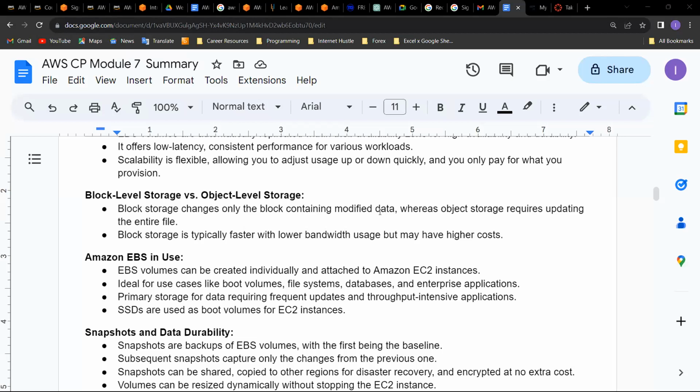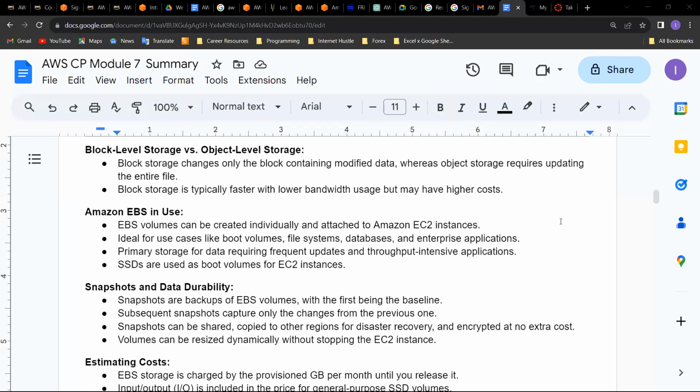Any time that you want to make changes, you will have to update the entire thing again, right? So it makes block storage faster than the other storage options that you have. But yes, it may also have higher costs.